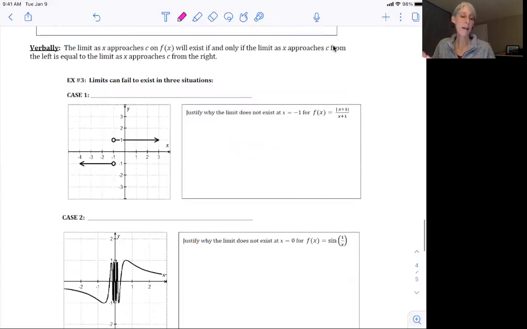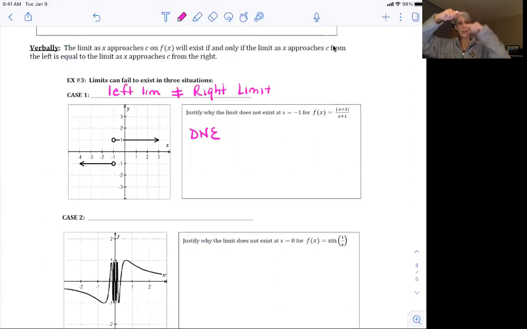Cases that fail to exist. In the first example, the left limit does not equal the right limit. I'm not going to really worry about justifying right now. It's just this would be a limit does not exist. So when you see a jump in the graph, you could say the limit does not exist.